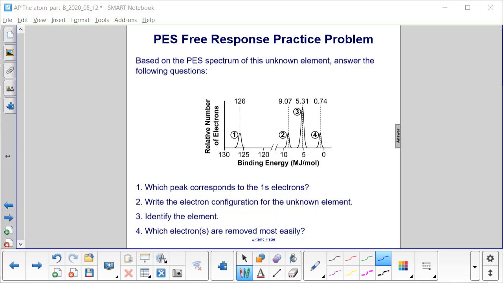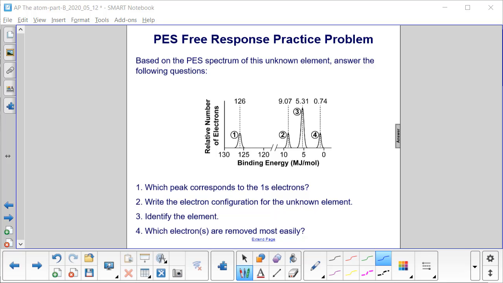All right, let's go through a PES free response practice problem. Based on the PES spectrum of this unknown element, answer the following questions. So we have a PES that shows us the relative number of electrons versus the binding energy. And we start with a high binding energy and go towards a low binding energy. And there's a break here because this first peak's binding energy is very high compared to those outer electron peaks.